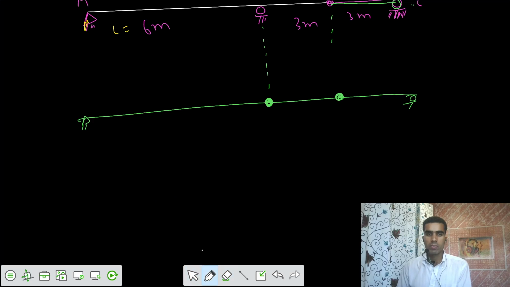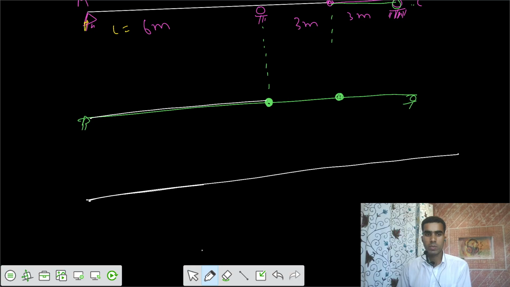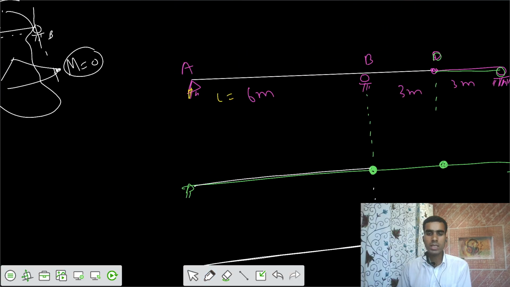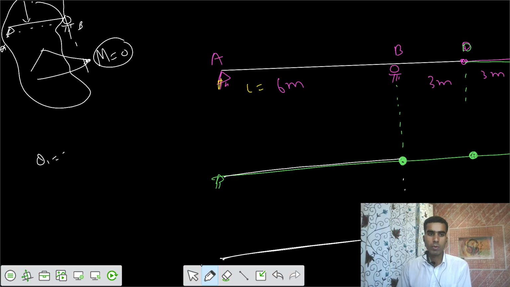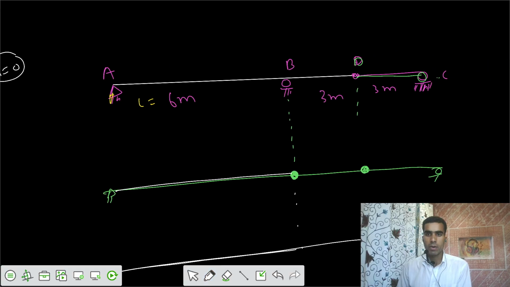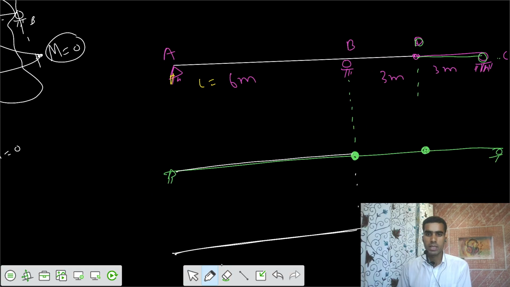That means for this part, your ILD would be 0. ILD would be 0 for this part up to this point. That means theta 1 would be 0. So if you apply some theta here, I would say theta 1 would be equal to 0. Now we are left with only theta 2. Theta 2 would not be 0. Now theta 2 would be equal to 1.